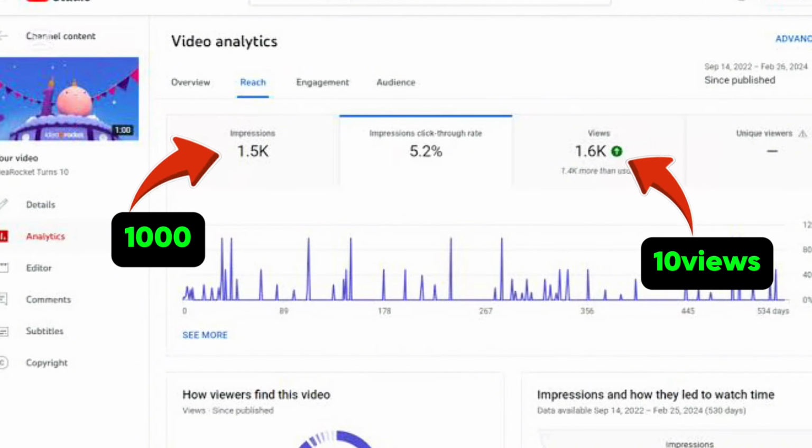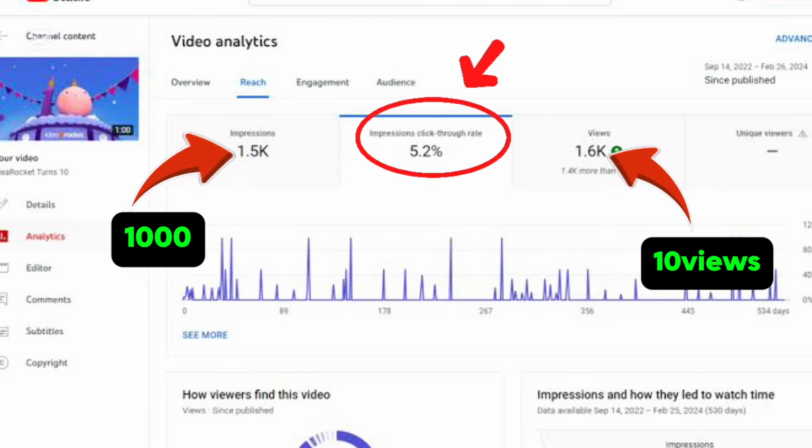Because impressions are how many times a viewer actually comes across your video. So if your impressions are very high and your click-through rate happens to be very low, between 1% and 3 to 4%, it is actually going to affect your video visibility, which is the views. So you have to try your best to work on your CTR.